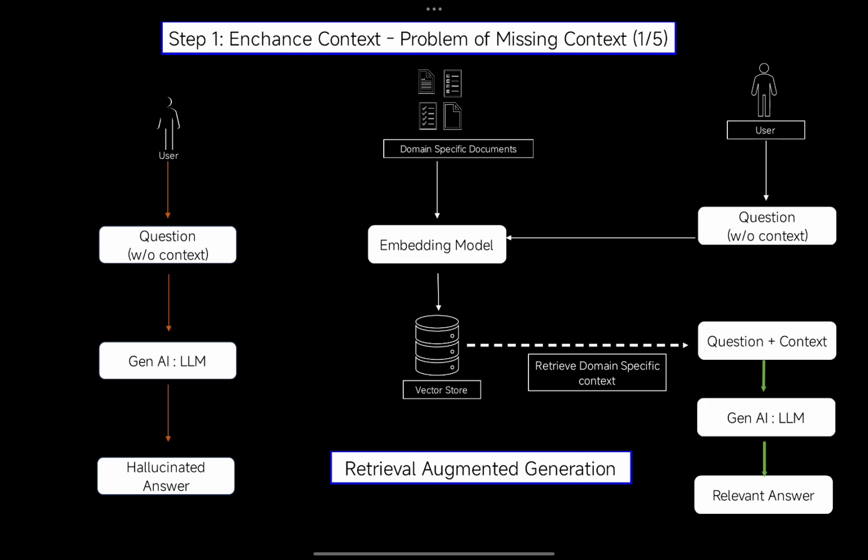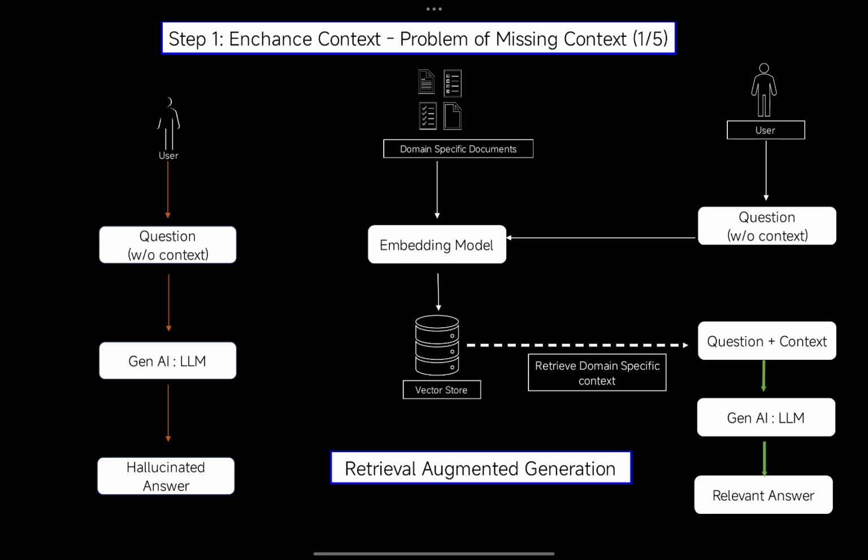store those documents by creating the embeddings on top of each of the chunks, and we store that in the vector store. After that, we retrieve the domain specific context from the vector DB, and then we generate the relevant answer using that, right? So this is what we call enhancing context.